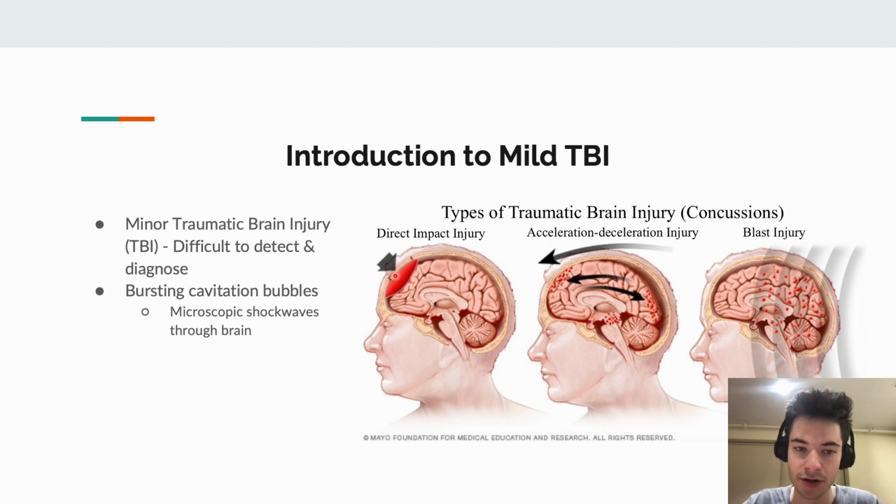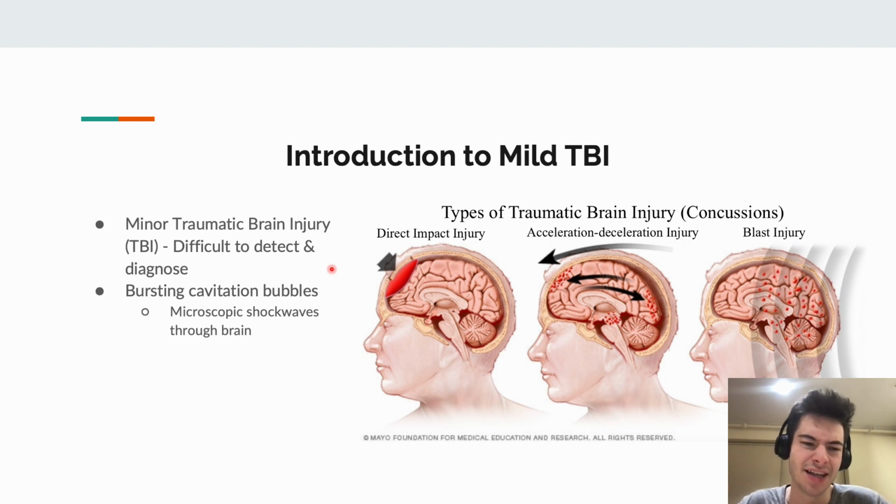And in all of these situations, you can see right here, and right here, there are all these little red dots. And these red dots are cavitation bubbles. Pretty much what that means is in traumatic brain injury, a cavitation bubble will build up because of the trauma that the brain has experienced, and they'll eventually bubble up enough that they'll burst, and this will send a microscopic shockwave through the brain, which isn't good for it.